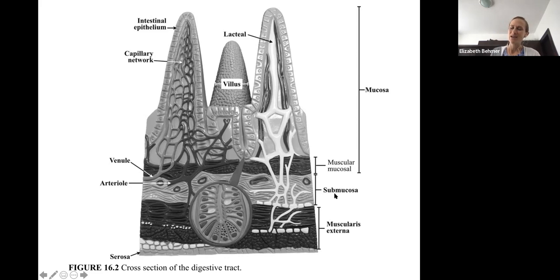The submucosa contains kind of a muscular layer. The muscularis mucosae is part of the mucosa layer. And then the muscularis externa is the third layer.